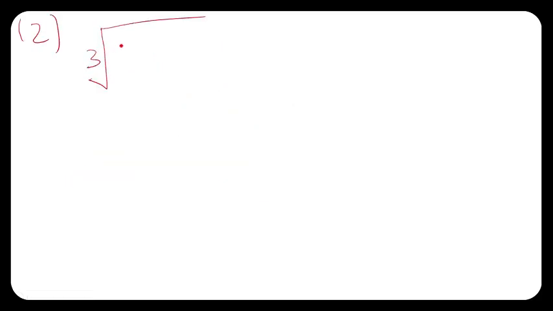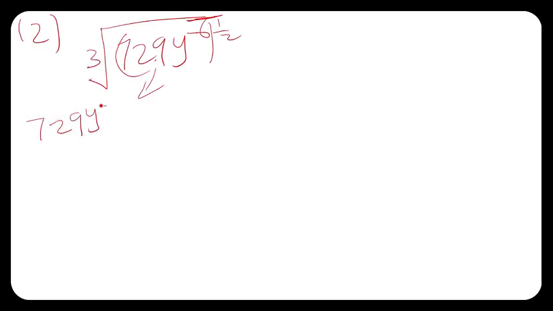So the cube root of 729 y raised to power minus 6, and raised to power 1 over 2. So the first thing we are going to do, because this equation is very complex, is to take this one out and simplify it. So 729 y raised to power minus 6 raised to power 1 over 2.